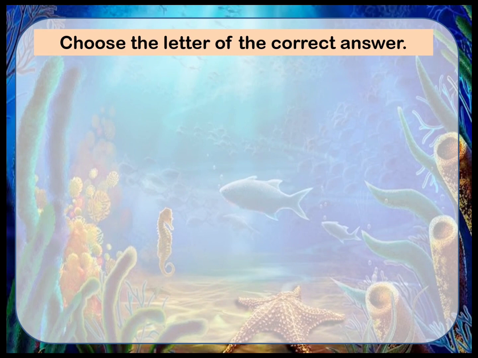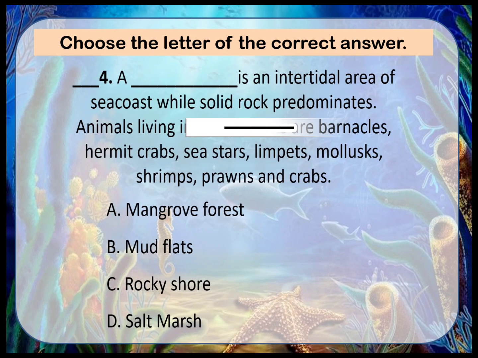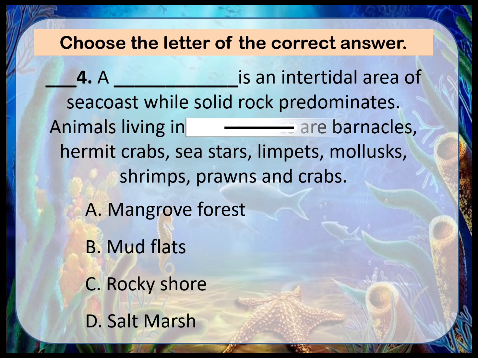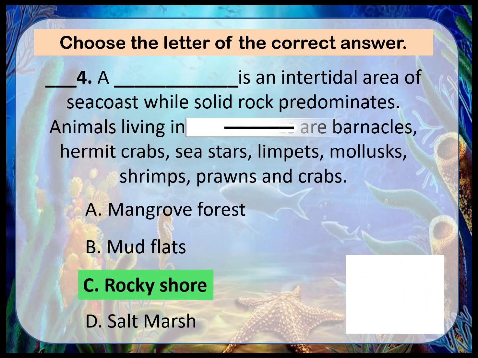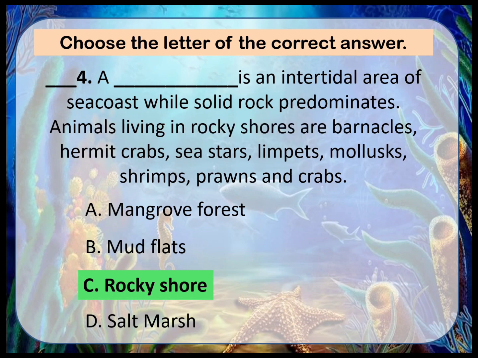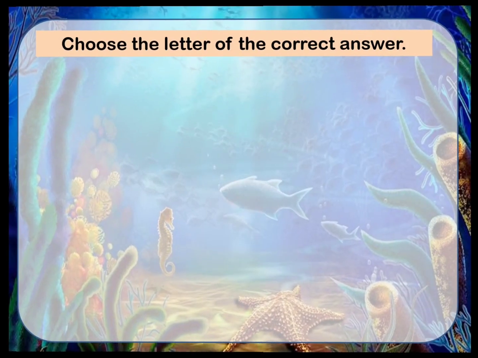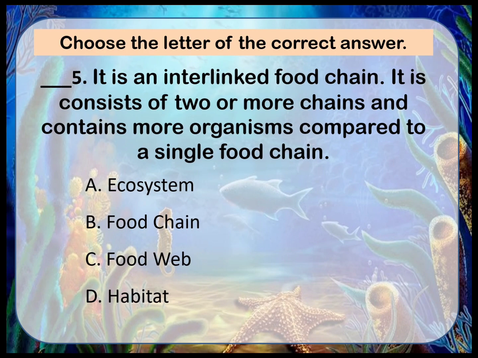Number 4. A blank is an intertidal area of sea coast where solid rock predominates. Animals living in this area are barnacles, hermit crabs, sea stars, limpets, mollusks, shrimps, prawns, and crabs. A. Mangrove forest. B. Mudflats. C. Rocky shore. D. Salt marsh. The answer is letter C. Rocky shore.